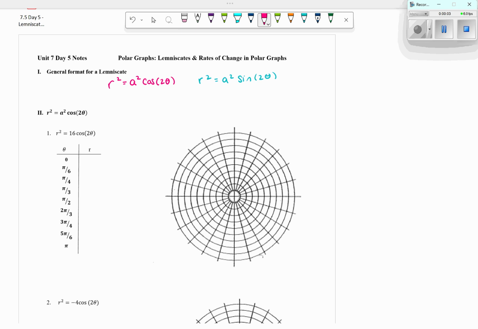Today we're going to look at polar graph lemniscate curves and then rates of change in polar graphs. The rates of change will be a flipped math lesson, which I will put in the Google Classroom. So the general format for a lemniscate is, notice, different than the rest of them.